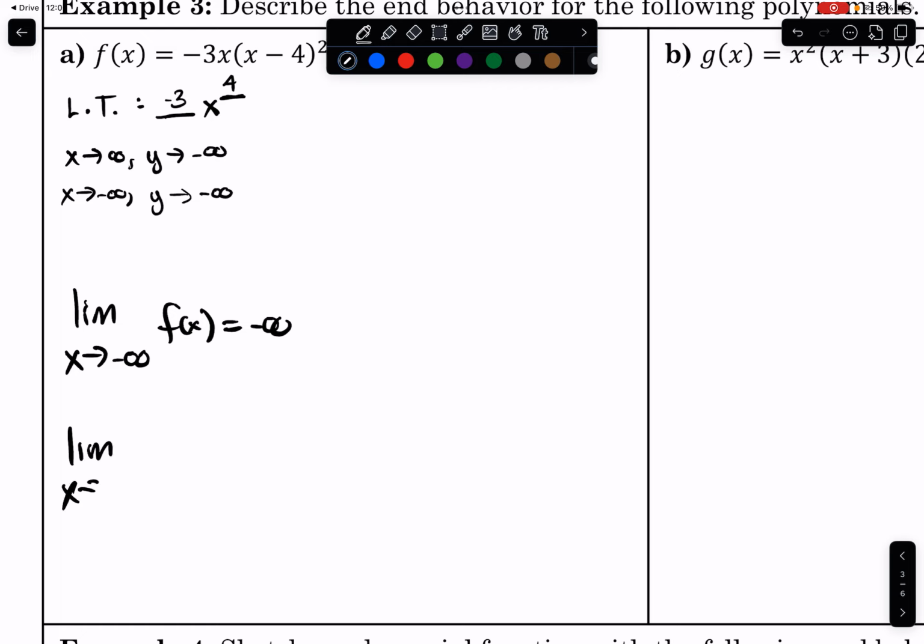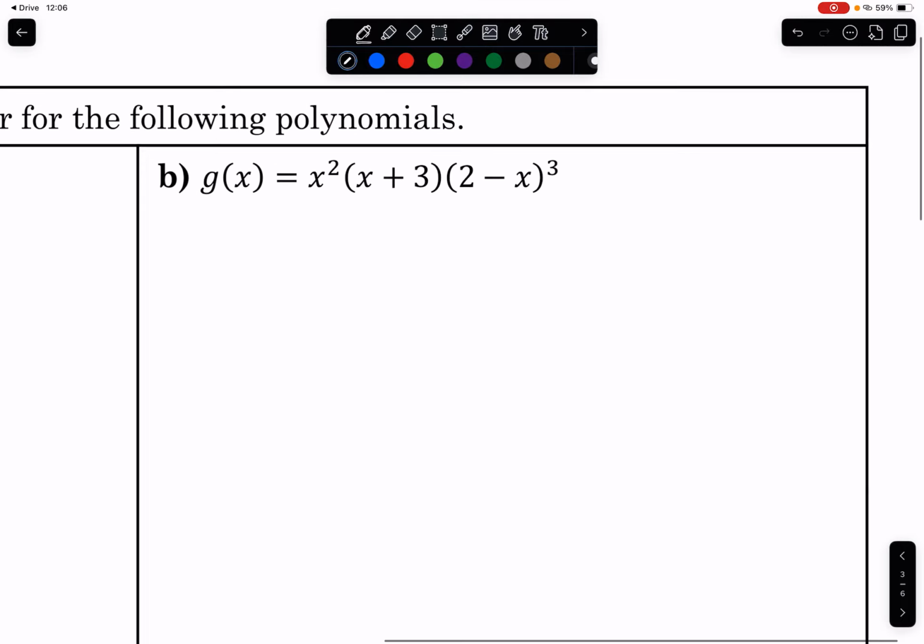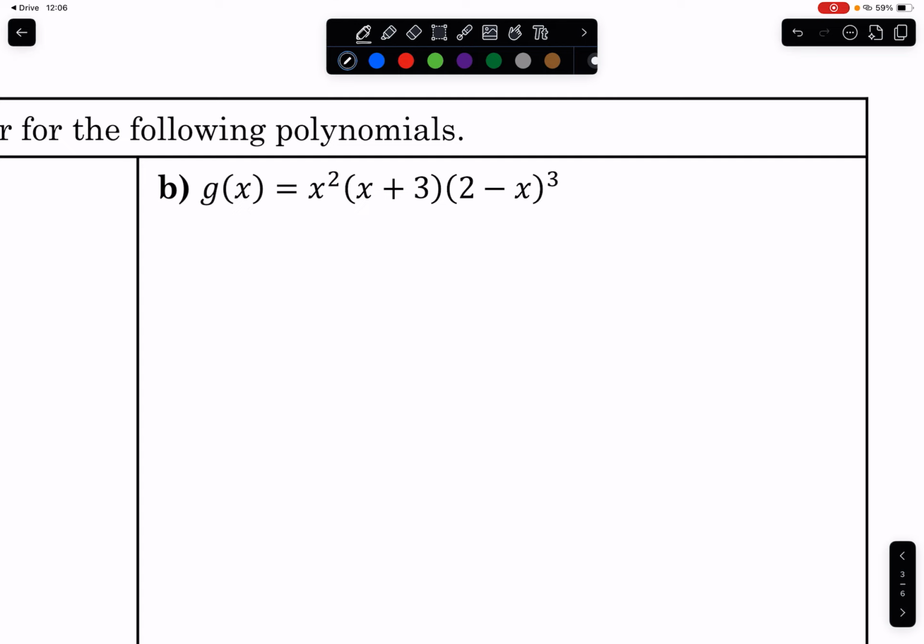Now we have the limit as x approaches positive infinity of f of x. That's also going to be negative infinity. Let's just do one more example like this, okay? So right here, g of x is equal to x squared, x plus 3, and 2 minus x. So x squared, x plus 3. And let's write this one backwards.